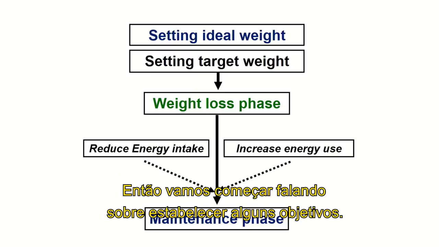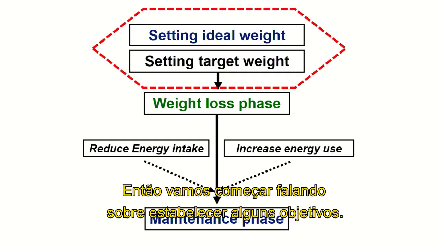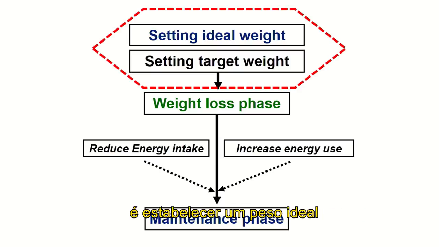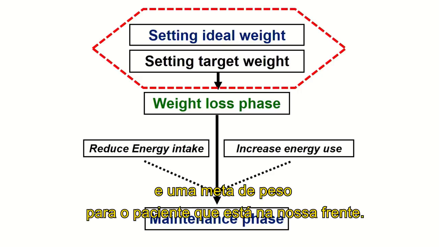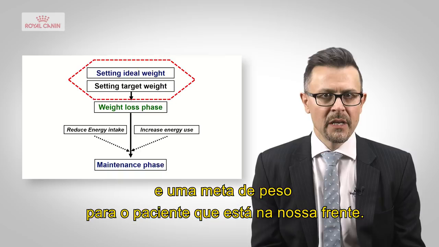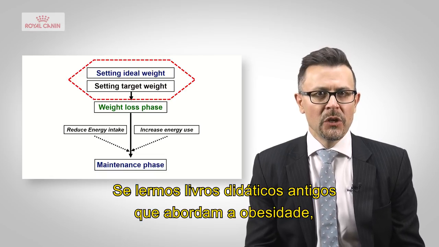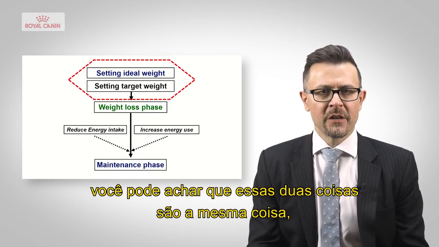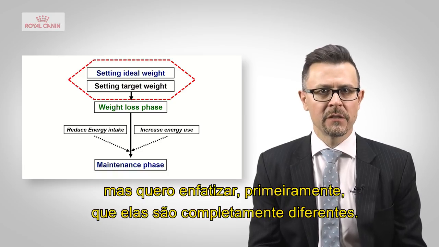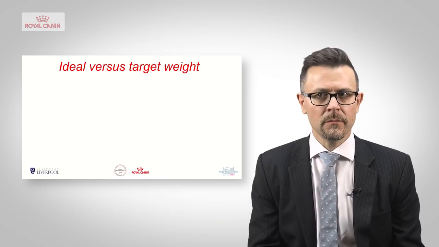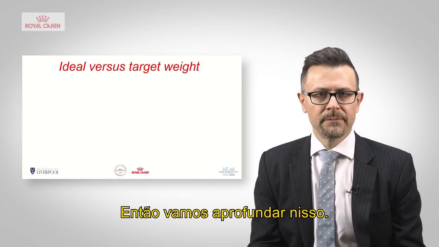So let's start by talking about setting a couple of targets. The critical thing we do first is we work out and set an ideal weight and a target weight for the patient that is in front of us. Now, if you read old textbooks covering obesity, you might think these two things are the same, but I want to emphasize first and foremost that they are completely different. So let's just explore that.